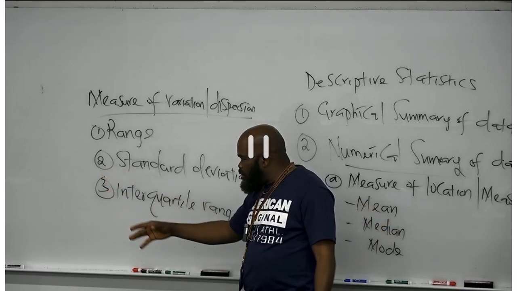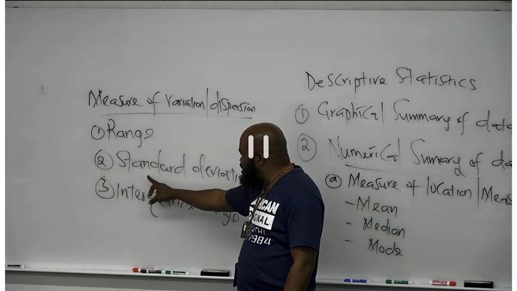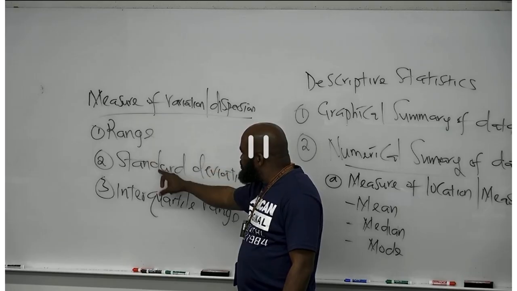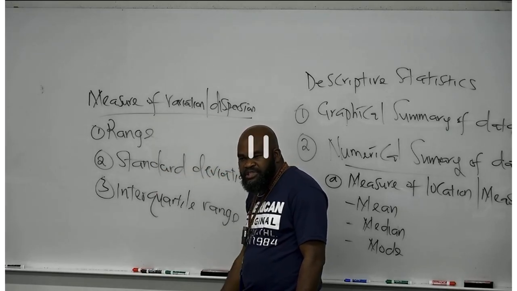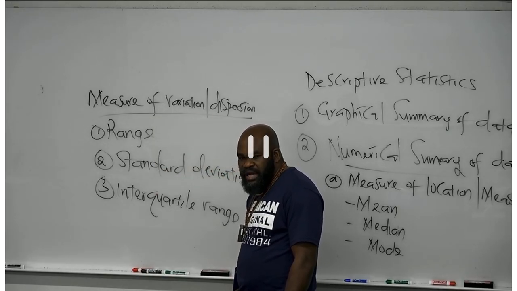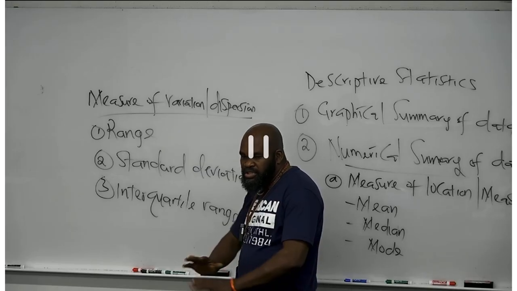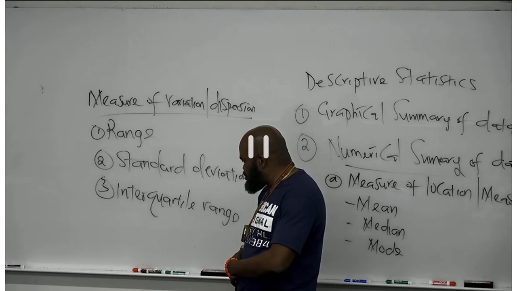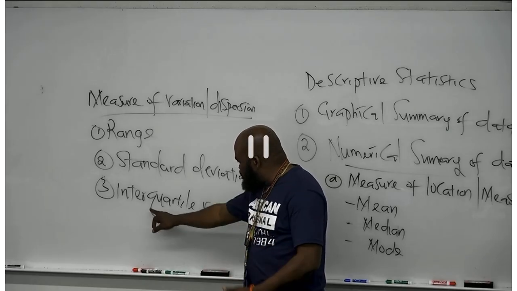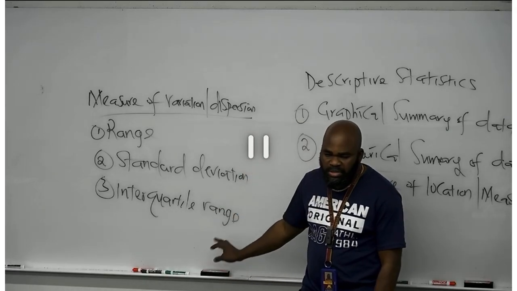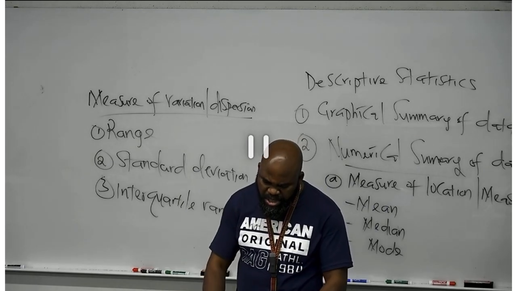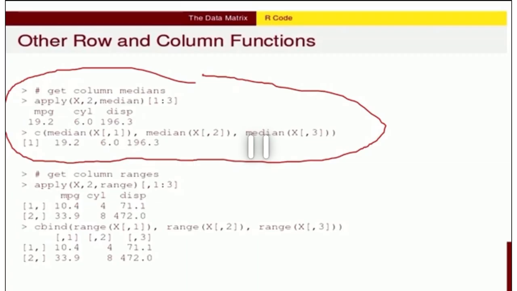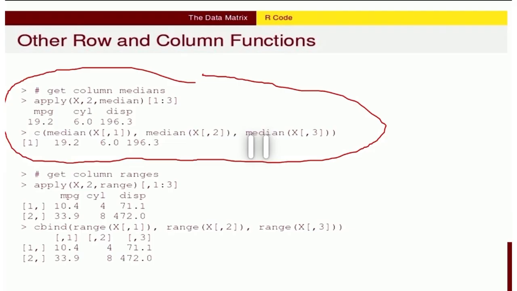But before you can use either range or standard deviation as a measure of dispersion or variation, the distribution of your data has to be normal. If it is not normal, if it is asymmetric, if it is skewed, of course, we're going to make use of the interquartile range. But how do we get a range here? This is how we get that.